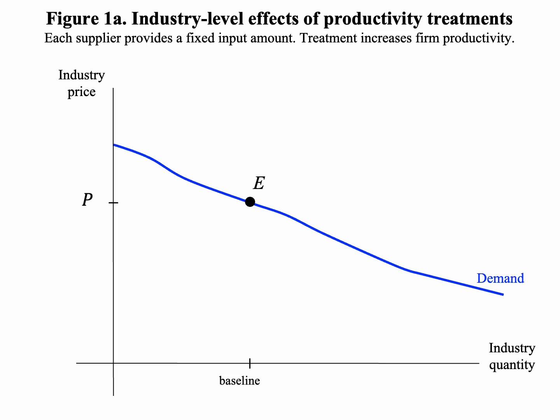Looking at the targeted treatment, the industry quantity goes up and the price falls. Treating the entire market will, of course, change quantity and price even more than the targeted treatment does.